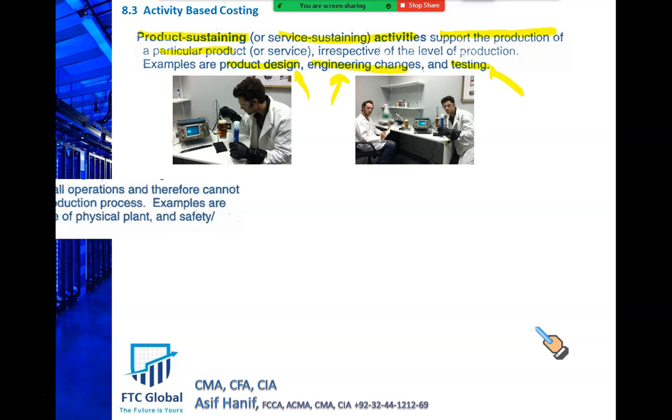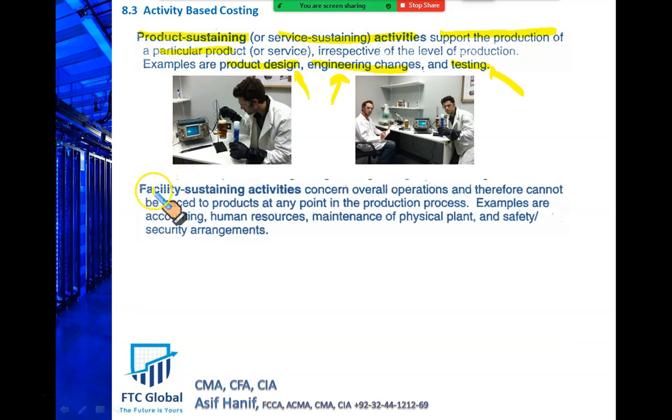And then finally, the last one is quite difficult to trace in the end product, called the facility sustaining. They cannot be traced to the end product at any point in time. So what kind of costs are they which are very hard to trace? Try to trace your accounting department cost in a bottle of wine. Very hard. Try to trace your human resources cost in a bottle of wine. Almost impossible. Maintenance of physical plant, safety and security.